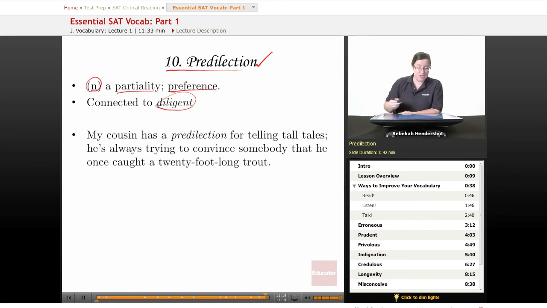Our example sentence: my cousin has a predilection for telling tall tales, which means lies. He's always trying to convince somebody that he once caught a 20-foot long trout. Those fish don't get that big. So there you have predilection. He has this habit of telling lies.